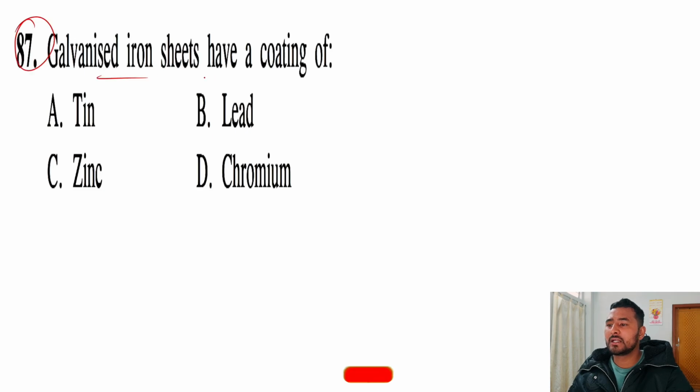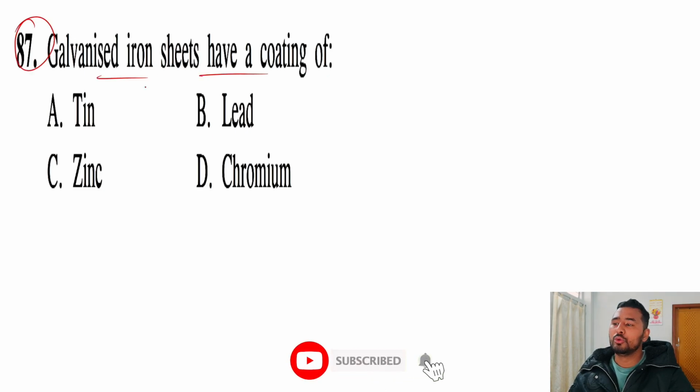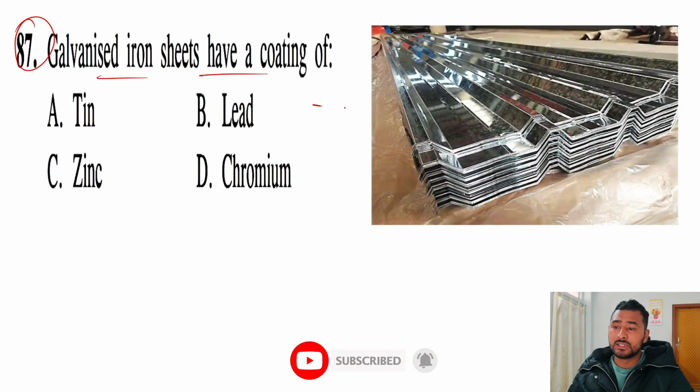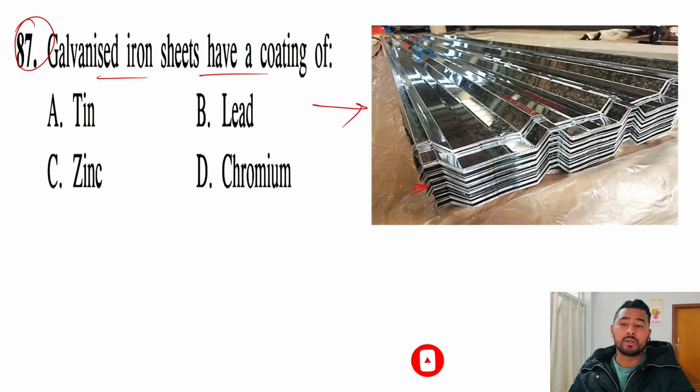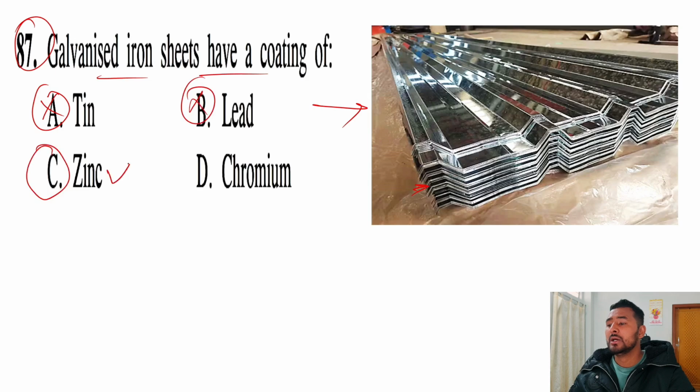87. Galvanized iron sheets have a coating of. Now galvanized iron sheet, let me show you this iron sheets. You can see the tin sheets. You all have seen, we make roofs of these sheets. So let's see, is it tin? No. B, lead? No. It is covered with what? C, zinc. Not D. This will not be the correct answer.